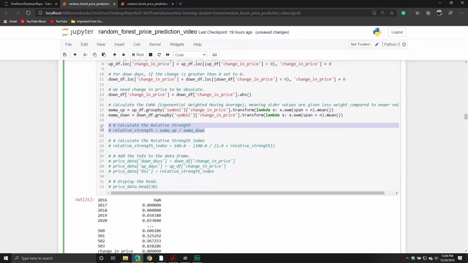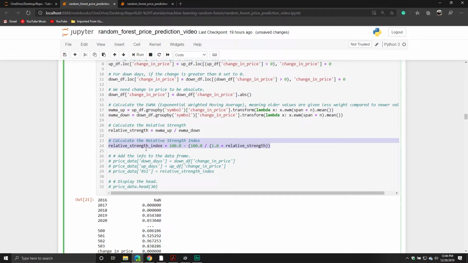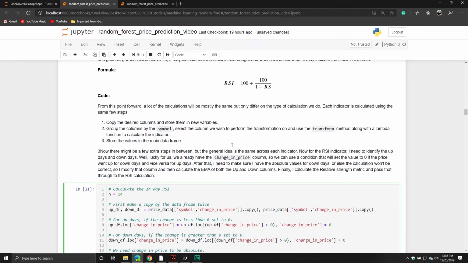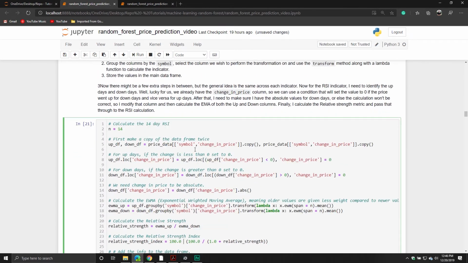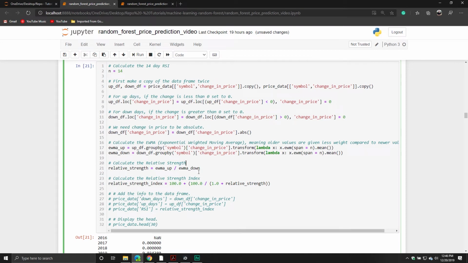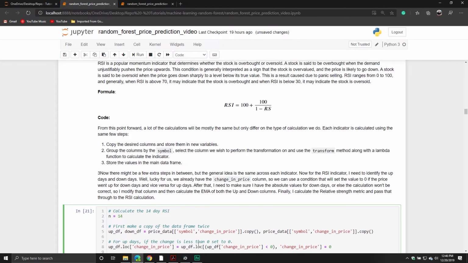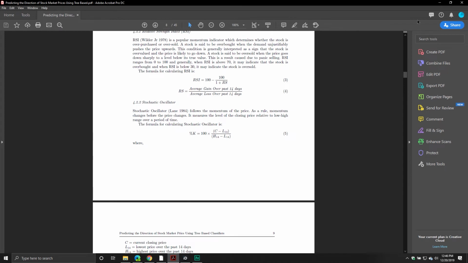So now that I have my ups and my downs, I take my up and I divide it by my down. And then from here, I can calculate my relative strength index. So I take 100 and I basically follow the formula up here. So I say 100, no, that's not right, that's plus. And I do plus, wait, maybe that isn't correct. Hold on. No, it is correct, I had it right.